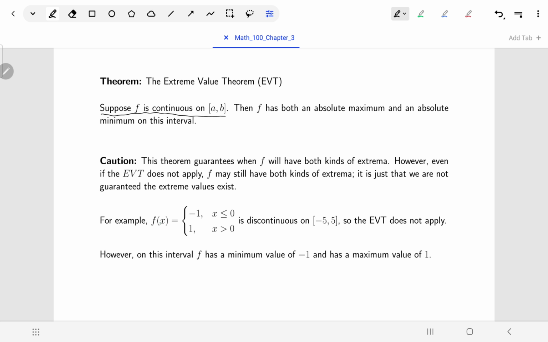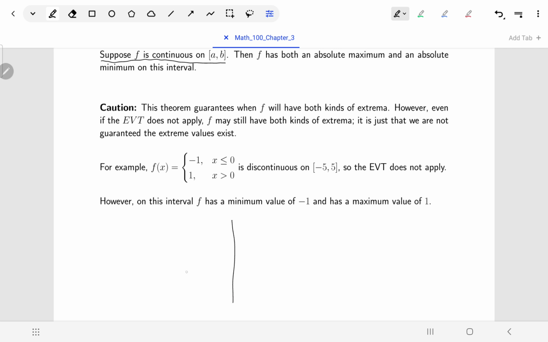So, for example, something like this function f of x, it's doing 2 different things. It has a y value of -1 when x is 0 and less, and it has a y value of 1 when x is larger than 0. So if you were graphing that out, it would look a little something like this. And so for sure it's discontinuous when x is equal to 0.